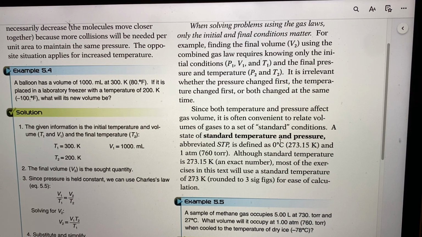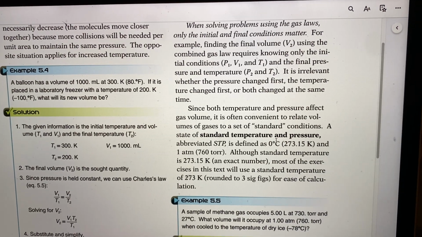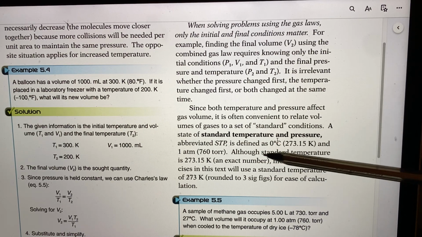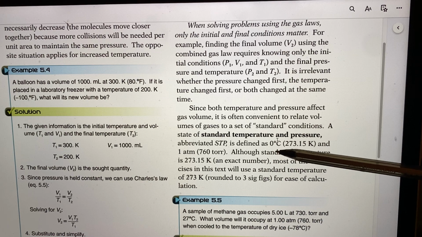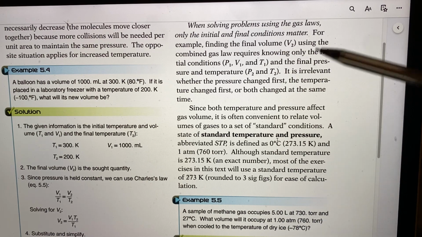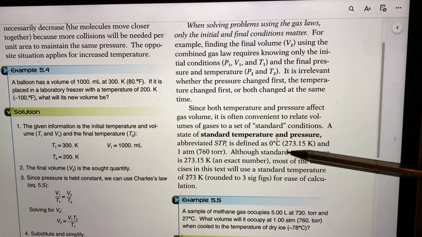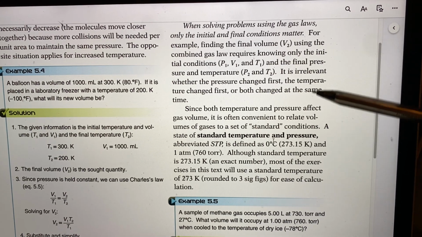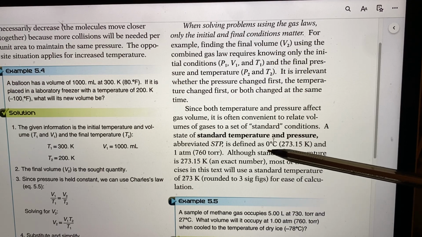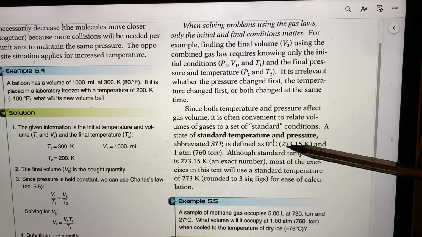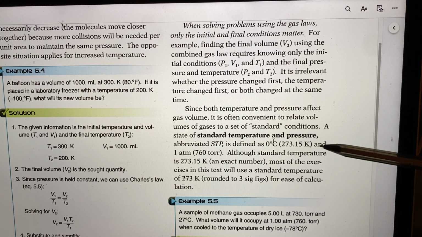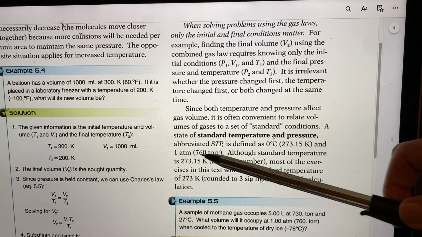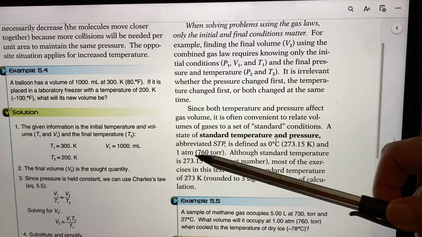So what is the standard temperature and pressure that they're going to talk about? Well, the standard temperature is 0 degrees centigrade. What's 0 degrees centigrade? We have to change it to kelvins. Remember, it has to be absolute zero. To change centigrade to kelvins, you just add 273.15, and then you get your kelvins. And the pressure here is 1 atm, which is 760 torr.